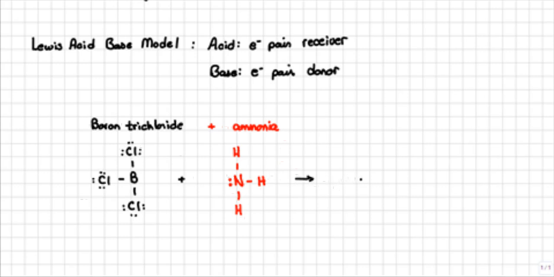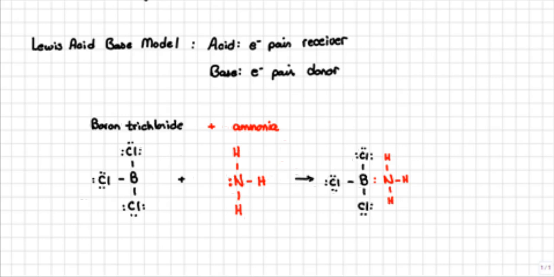Now, when these 2 things react with one another, what we get is a species that looks something like this. We've still got the boron, and we still have it attached to the 3 chlorines that were there to begin with, all with their lone pairs, just like this. Okay? But here's what happens. The electron pair that the ammonia has as an extra winds up being involved as a shared bond that connects the boron to the nitrogen, which of course has its hydrogens attached as well.